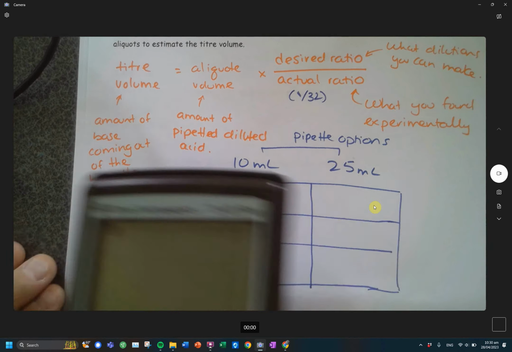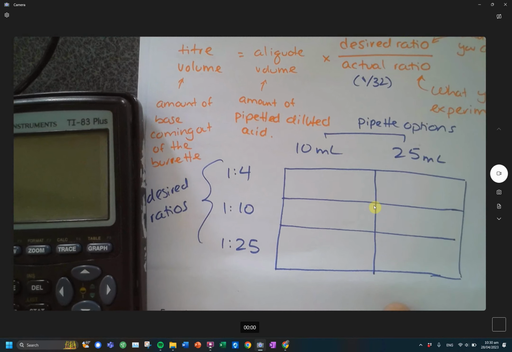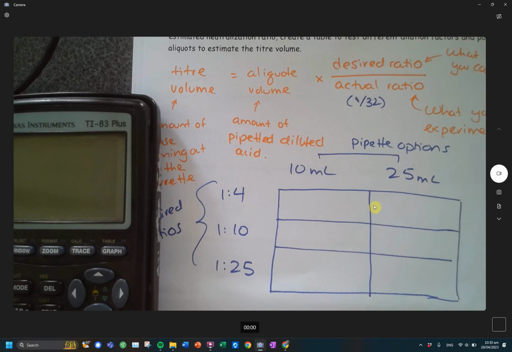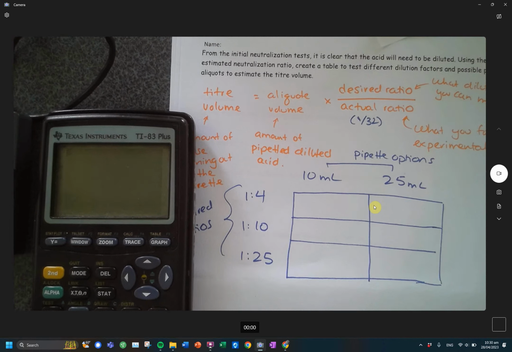All right, be mindful that when we are using our calculator, we need to be careful with how we put things into the calculator, so that we don't accidentally do the incorrect order of operations.